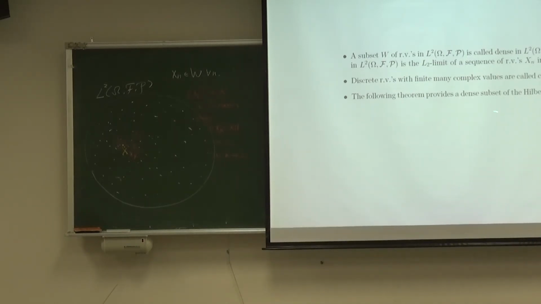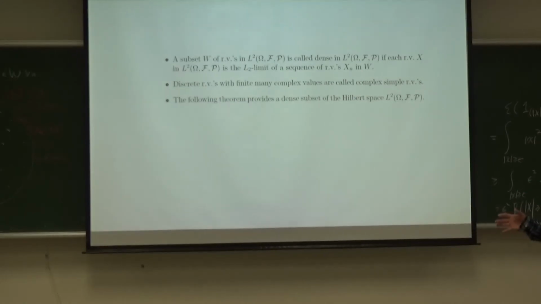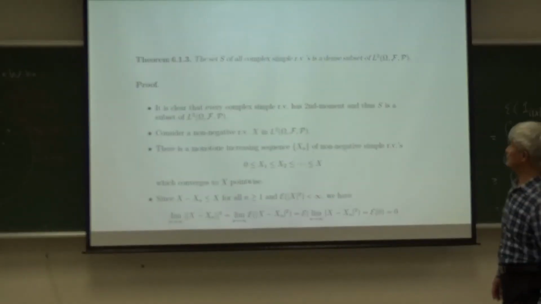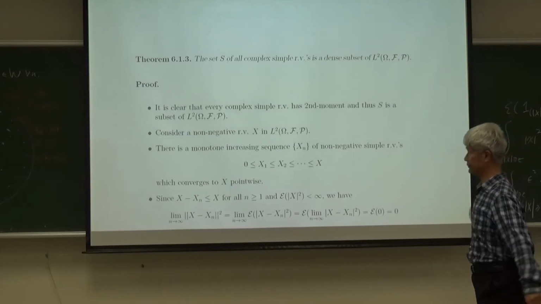And now we will find a special dense set. For example, a discrete random variable with finitely many complex values is called a complex simple random variable. So complex simple random variables are random variables which have only finitely many complex values. Now the following theorem provides a dense subset of the Hilbert space L2. The set of all complex simple random variables is a dense subset of L2.